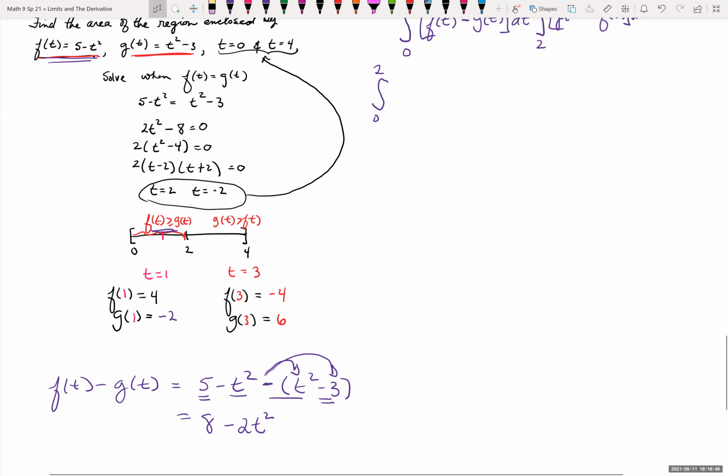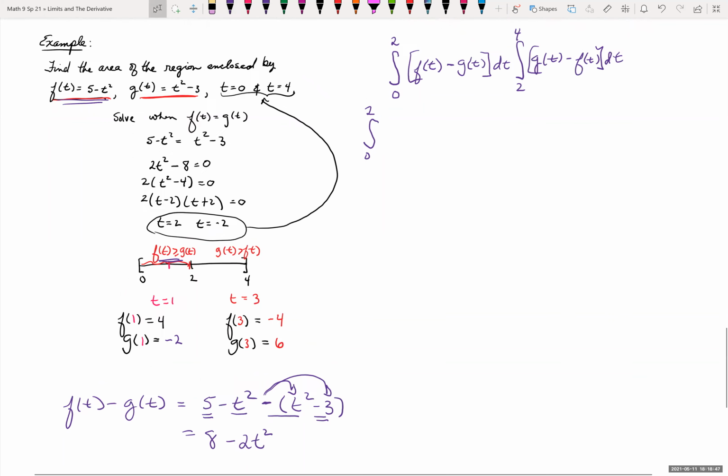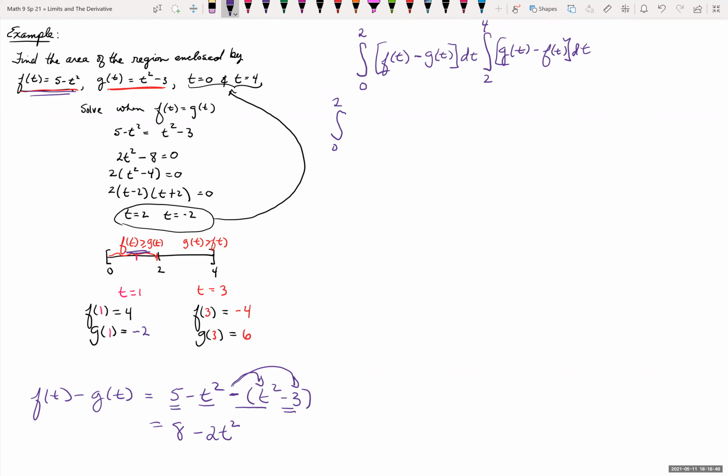So for this f of t minus g of t, our integrand here from 0 to 2 is 8 minus 2t squared dt plus the integral from 2 to 4.